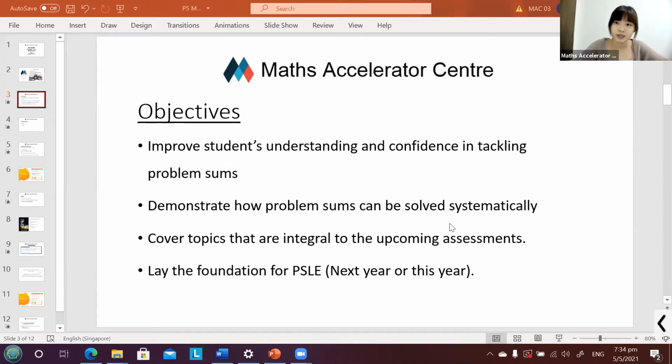So we also cover the topics that are integral to the upcoming assessments. Some of you might have finished your WA2, some of you might not have, so you might be taking your exams maybe next week. This is to help you revise for it as well. And in the long term, we're looking at laying the foundation for PSLE if you're primary 6 this year. If you're primary 5 this year, this will also be relevant to you next year. So you start early, and you have a longer runway to prepare yourself.